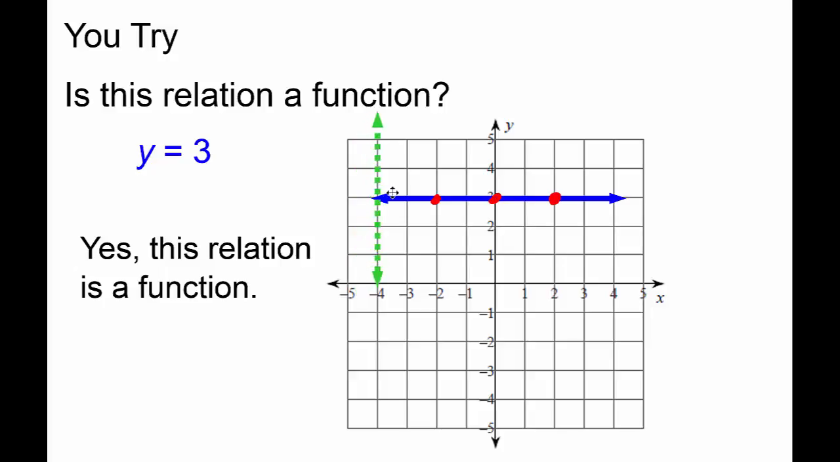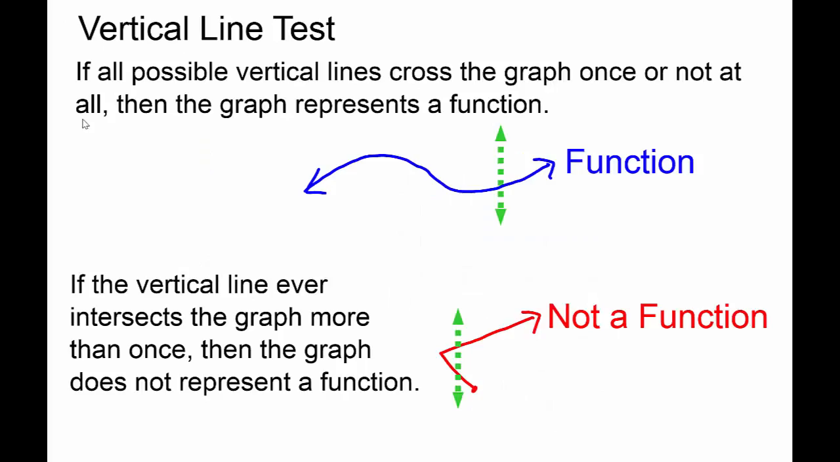You can move a vertical line from left to right on a graph to determine if a graph is a function. If the vertical line never intersects the graph more than once, you know that none of the x values have more than one corresponding y value. So the graph is a function. This test is so handy, they gave it a name, the vertical line test. If all possible vertical lines cross the graph once or not at all, then the graph represents a function.